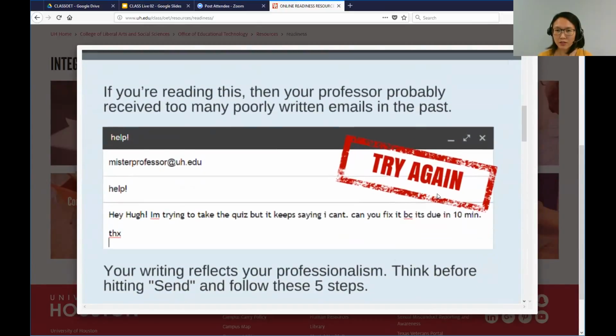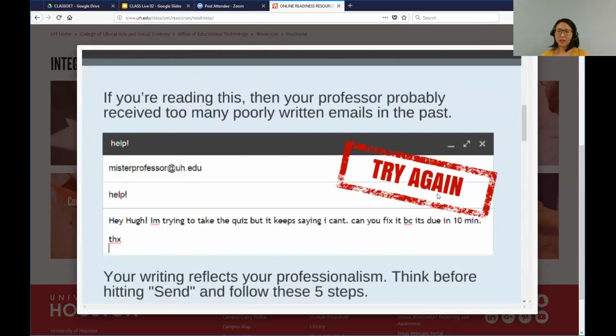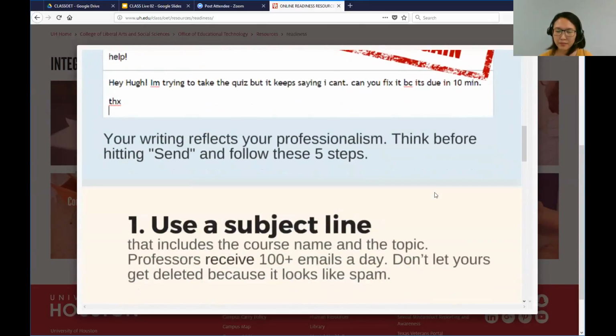The first part shows that if you're reading this, then your instructor probably received too many poorly written emails in the past. And then it shows an example of a poorly written email. And it states, your writing reflects your professionalism. Think before hitting send, and just follow these 5 simple steps, right? So the first is use a subject line that includes the course name and the topic. Faculty receive a ton of emails every day, so don't let yours look like spam and get deleted, okay?